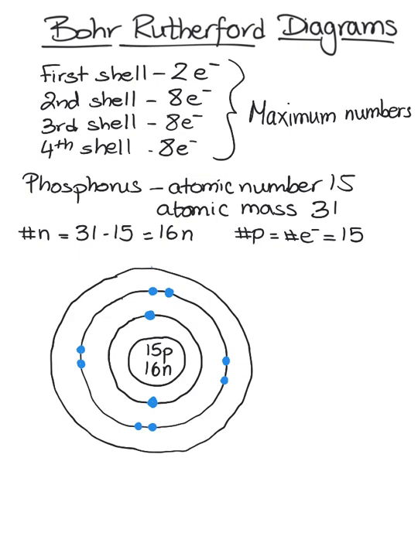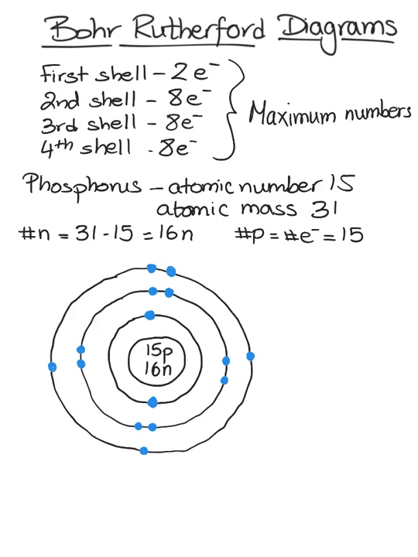So I'm going to start from the top. 1, 2, 3, 4, 5. And now I stop. Okay, so just because the third shell can hold a maximum of 8 doesn't mean it has to hold all 8. Here, our third shell only holds 5. So let's count our electrons in total to make sure we're correct.